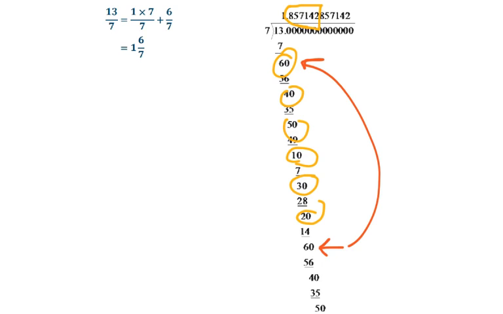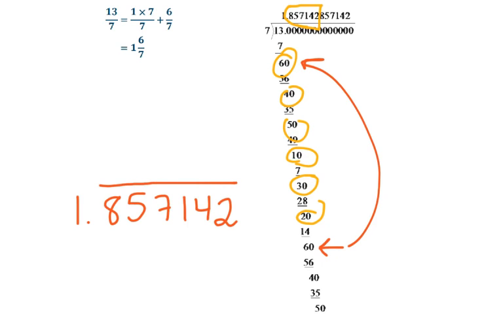And so the decimal expansion of 13/7 is 1 point, and then all of those values, 8, 5, 7, 1, 4, 2. Now remember what you learned before. You need your repeating bar. It needs to cover all 6 of those digits. You cannot skip any of them.